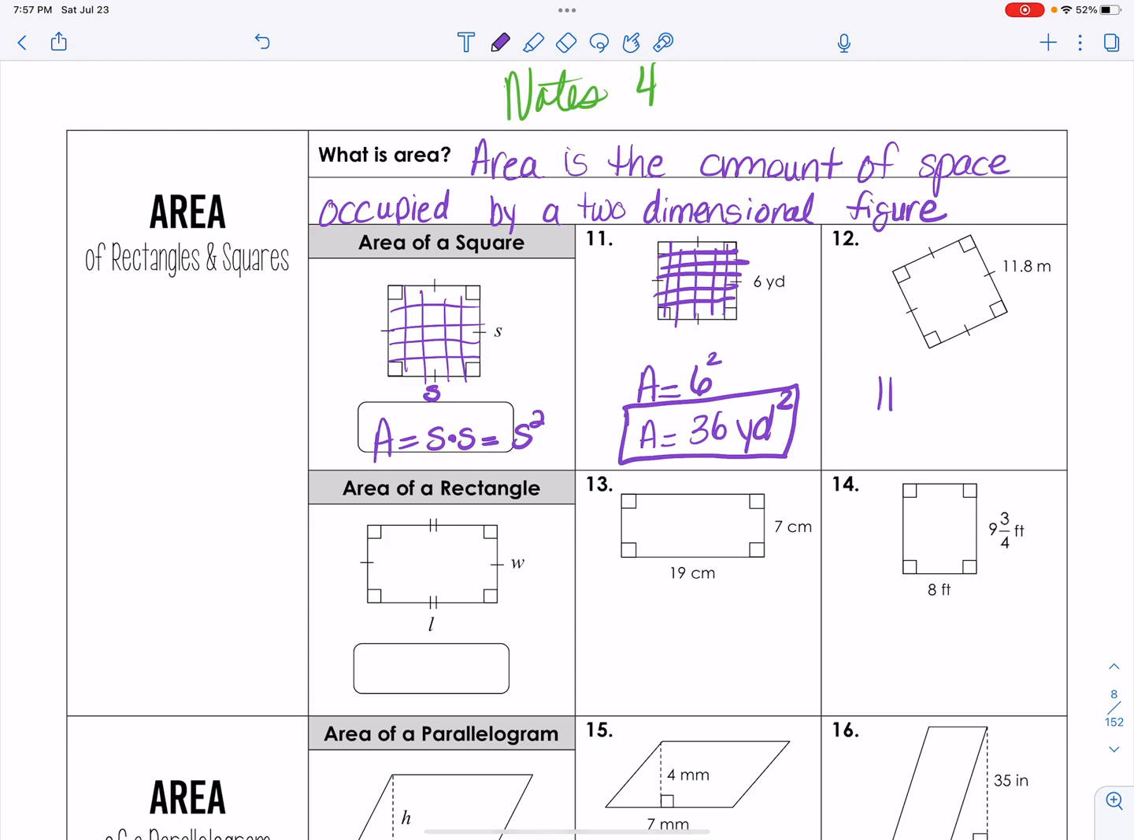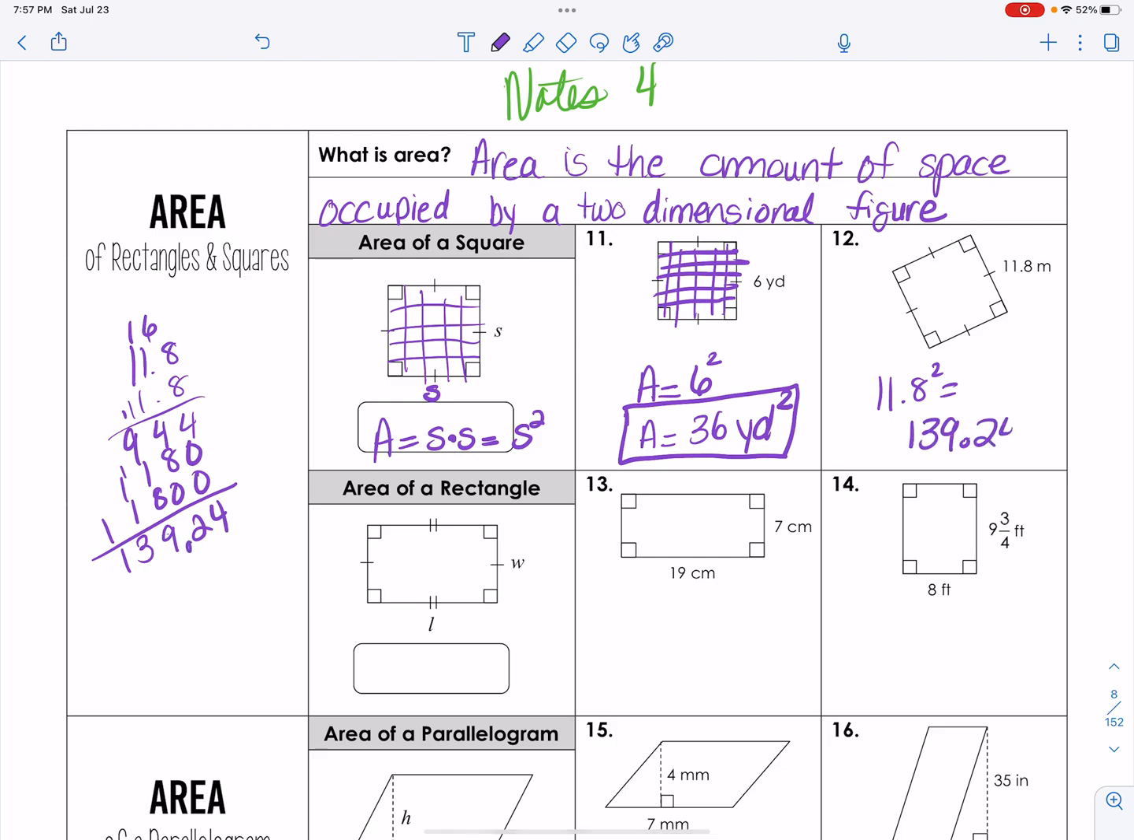On the next one, you have 11.8 squared. So if I do 11.8 times 11.8, I multiply it out and add it up. There are 2 decimal places. So my answer is 139.24 meters squared. You've got to label it.